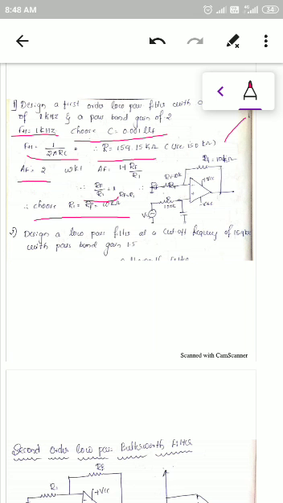Next, if you are asked to design any circuit, then you have to draw that particular circuit. If you are asked to design a first order low pass Butterworth filter, you have to draw the first order low pass Butterworth filter circuit and substitute all the values which you calculated. That is, you calculated R1, you calculated RF, just substitute the values.